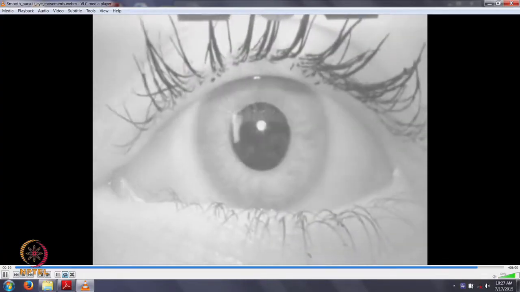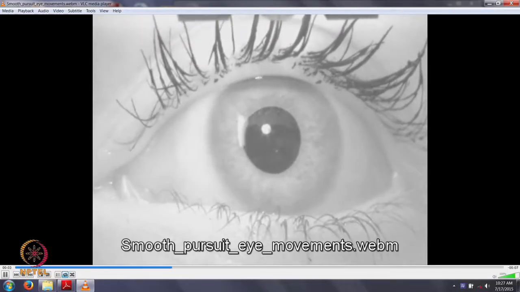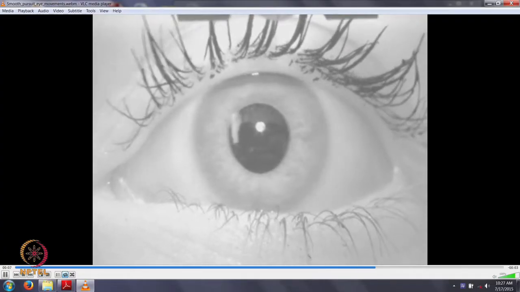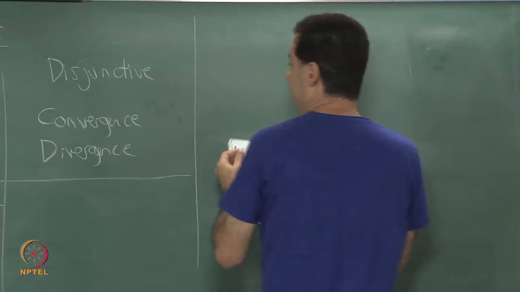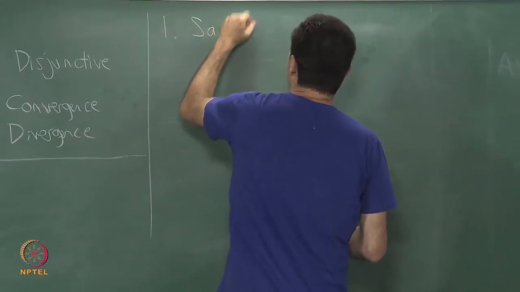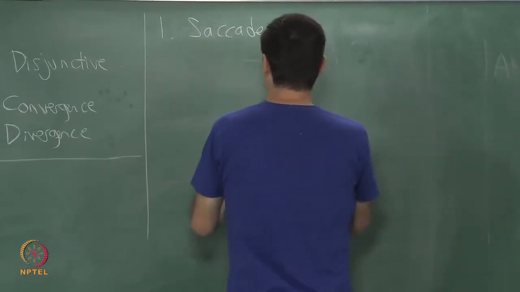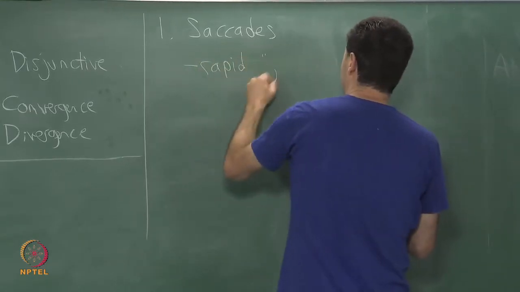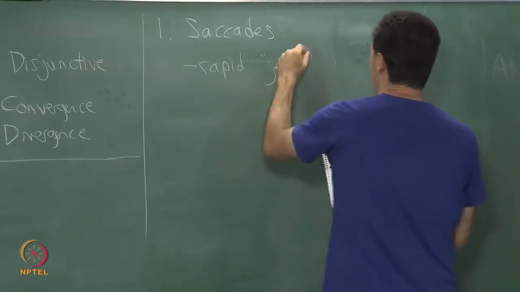Right. It does look smooth compared to the last one, right? In the last case the eye seems to be jumping from place to place quickly, trying to fixate. It's like taking a bunch of quick photographs for the first one. This one is more of trying to maintain a stable image on the retina as something is moving. So one, saccades. So they involve rapid jerks in the motion.